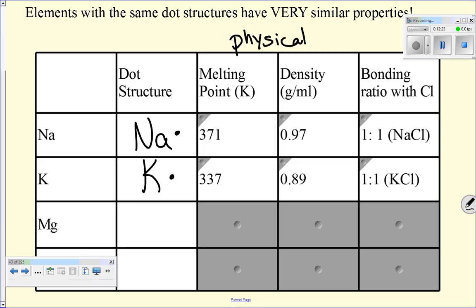Our melting points are pretty close. They're not very far apart at all. Those are in Kelvin, and I just looked those up on the reference table. Densities I looked up on the reference table also, and those are really close as well. So I'm seeing some pretty similar physical properties. Bonding ratios are a chemical property. What this means is how many sodiums bond with a chlorine. So sodium and chlorine bond in a 1-to-1 ratio, and so do potassium and chlorine. When we get more into bonding, we'll talk about why that is.